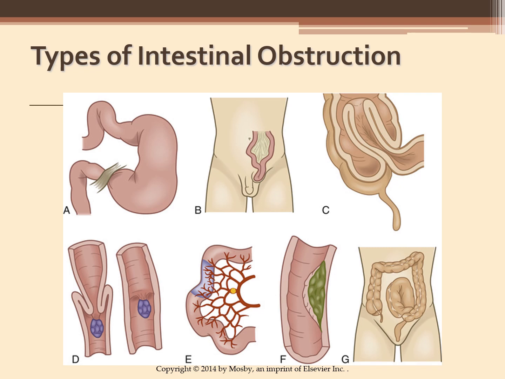Really, there's mechanical and non-mechanical. Mechanical, the most common causes are surgical adhesions, maybe a hernia, stricture from Crohn's disease, or cancer. Non-mechanical occurs with reduced or absent peristalsis caused from neuromuscular or vascular disorders, like a paralytic ileus.